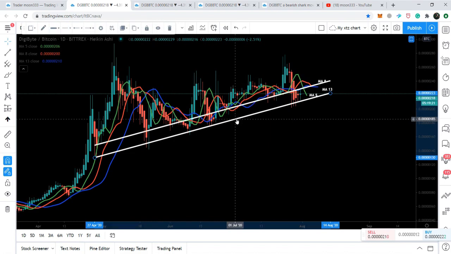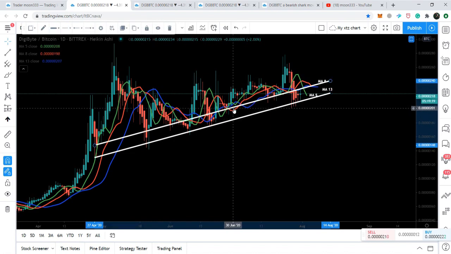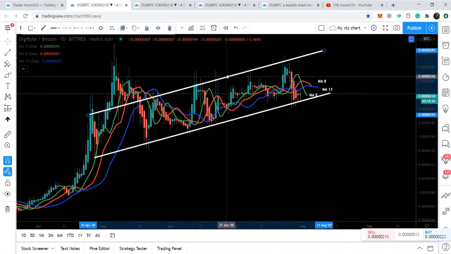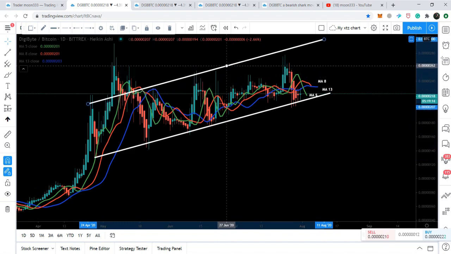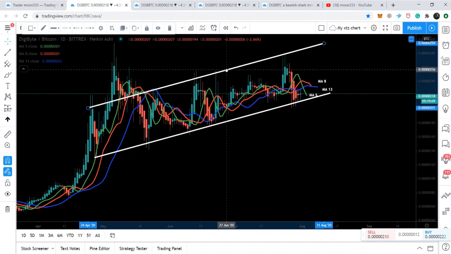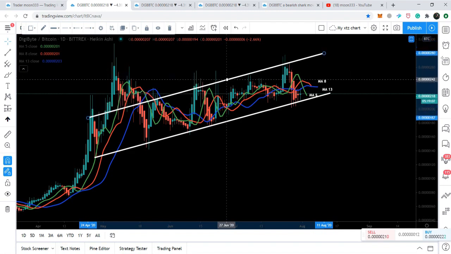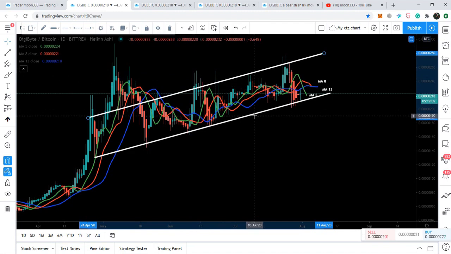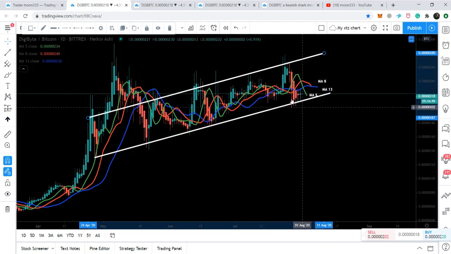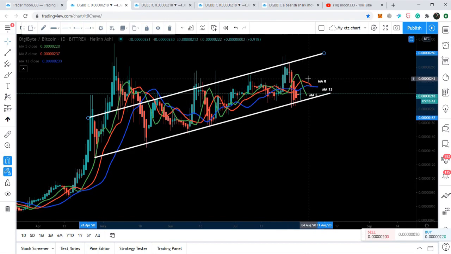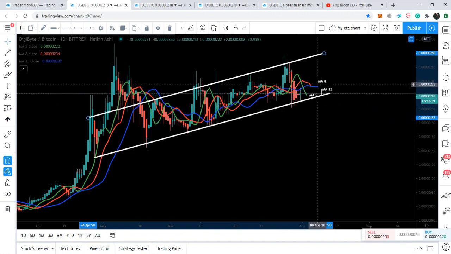I'm just copying this line and it will be like this. Now we have, this is the resistance of the up channel. This can be the resistance and this can be the support, and now the price action is at the support of the up channel. And as in my previous video, I suggested you to use this Bill Williams alligator indicator if you are looking for any appropriate exit or if you want to use it as a stop loss.